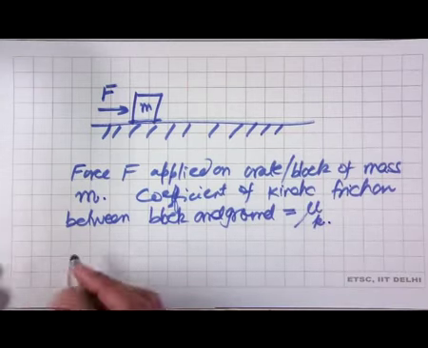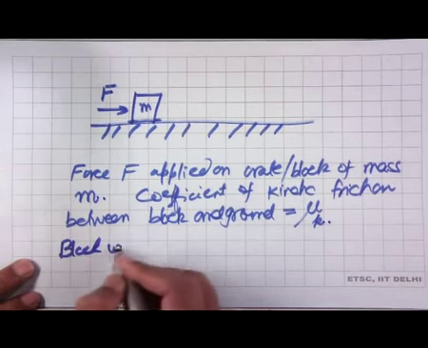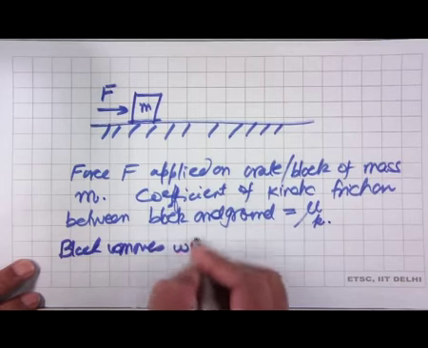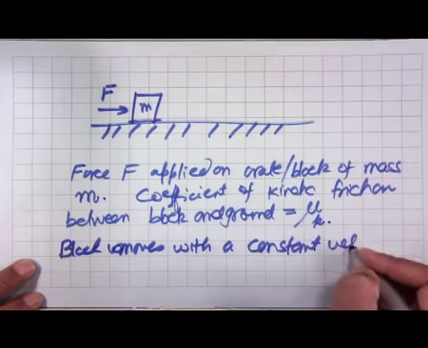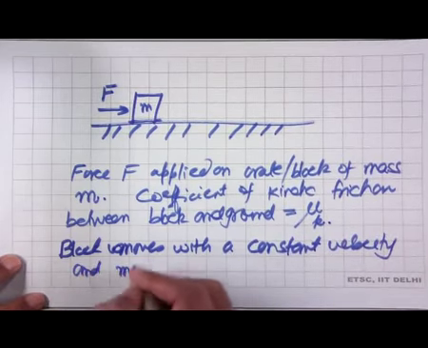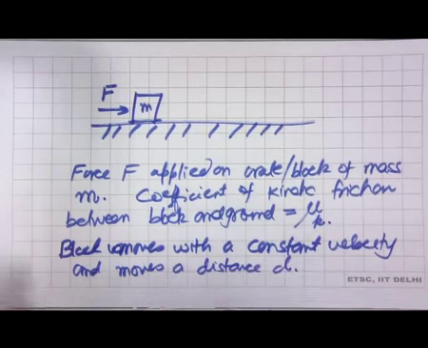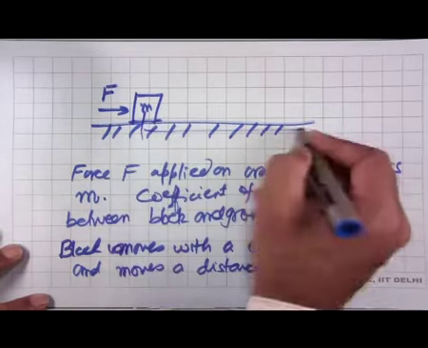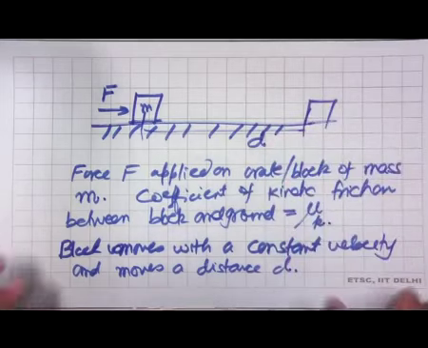It is also given that the block moves with a constant velocity and moves a distance d. So, it moves with a constant velocity over a distance d. It starts from here, and let us say it has moved a distance d. So, this is the final position of the block.